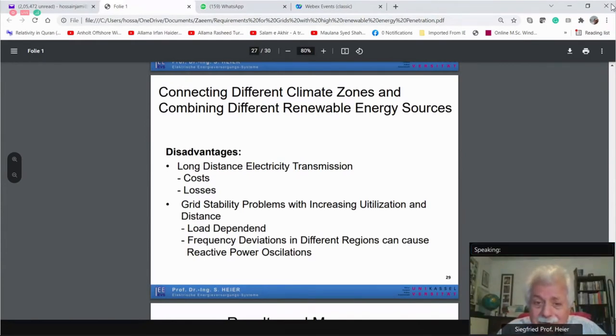But in the technology, you do not get advantages every time. You also have disadvantages, and here we have long distance electricity transmission with high costs and losses. Grid stability problems can occur when we have utilization over high distances with load dependence, and frequency deviations of the regions can be caused by reactive power oscillation. We have this in the European grid, perhaps between Romania and Bulgaria and Portugal and Spain. Next picture, please.